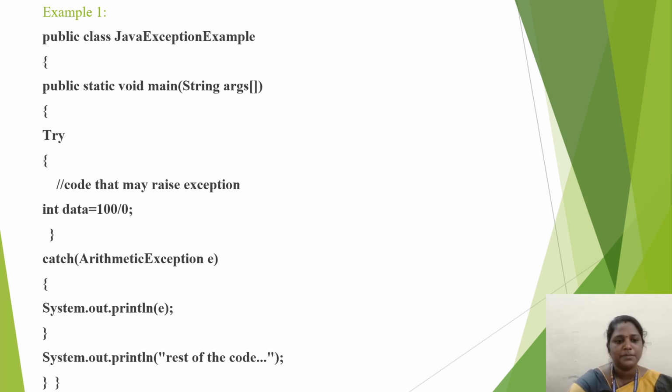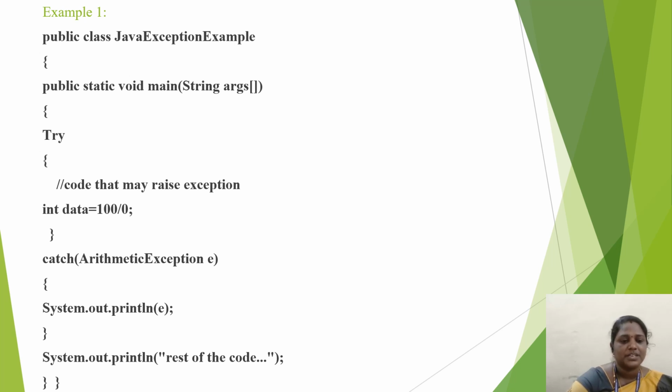Whatever exceptions occur in the try block will be intimated to the user. This information can be called by the catch block. So the syntax of the try block and the catch block is: you have to place the exceptions in the try block. Whatever exceptions happen, they will be placed in the try block.